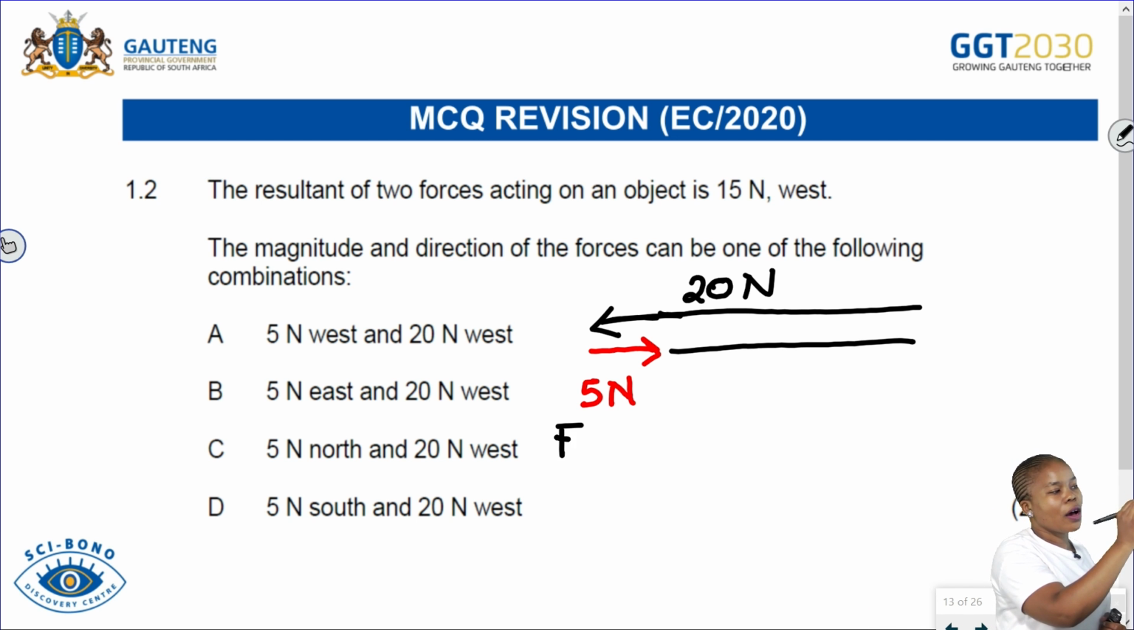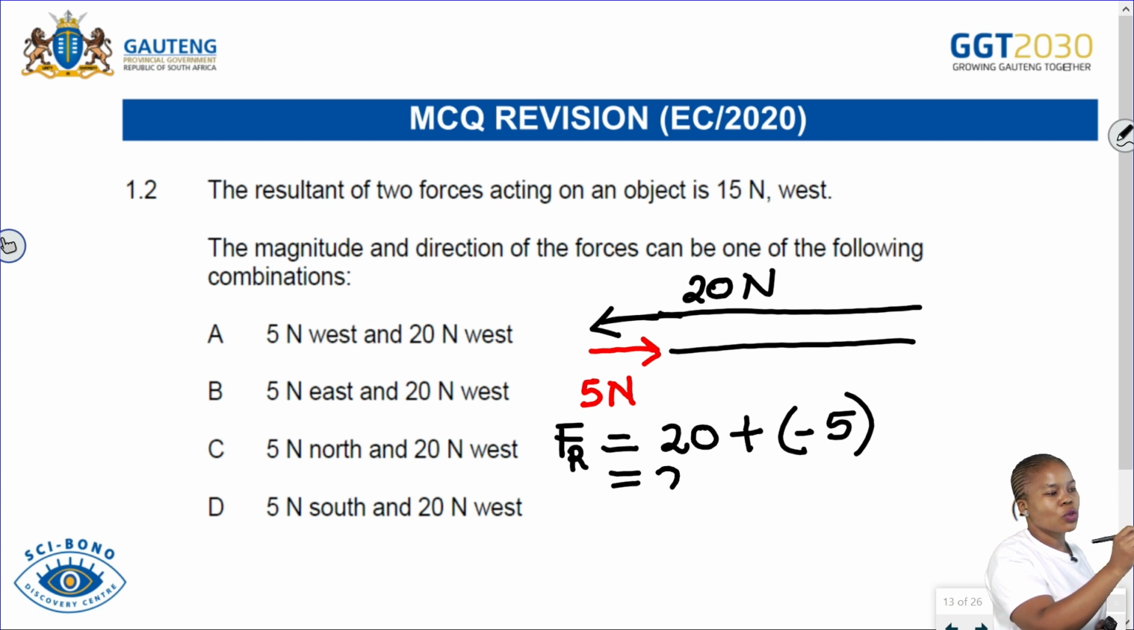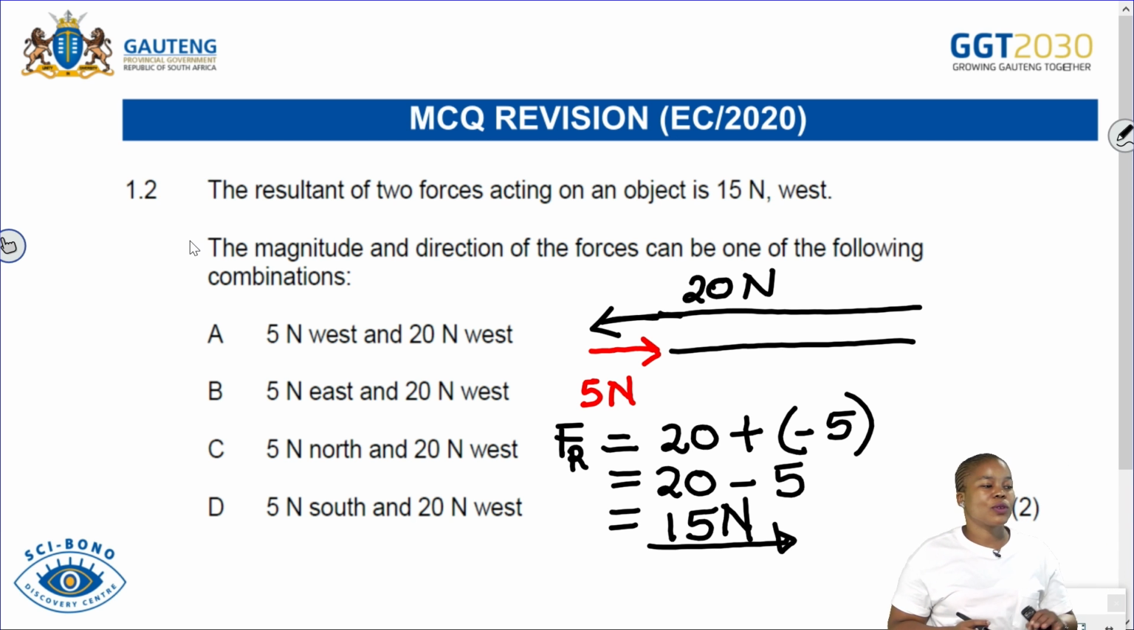But then how do we find this direction? So FR is going to be equal to, you take 20 plus negative 5. Therefore, 20 positive times negative is going to give us a negative. So 20 minus 5, and therefore it gives us 15 newtons, which is in a positive direction.